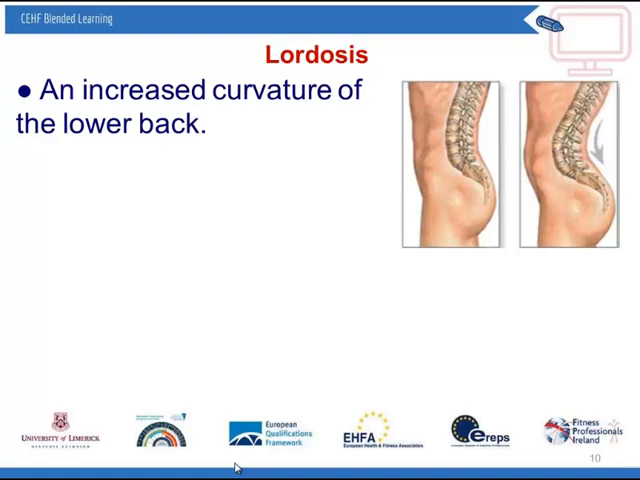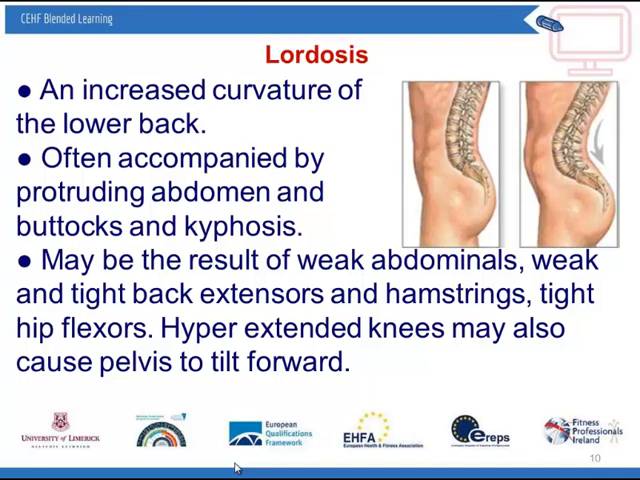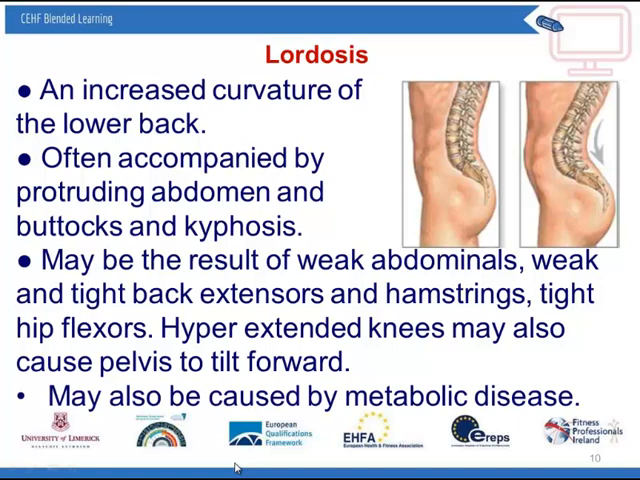So this condition is often accompanied by a protruding abdomen as well as the buttocks, and kyphosis may be present as well. This anterior tilt may be caused by weak abdominals, weak and tight back extensors, so that would be the erector spinae, as well as weak and tight hamstrings and tight hip flexors. Tight quads could also cause the knees to become hyperextended, and this could also cause the pelvis to tilt forward. Lordosis can also be caused by metabolic disease.